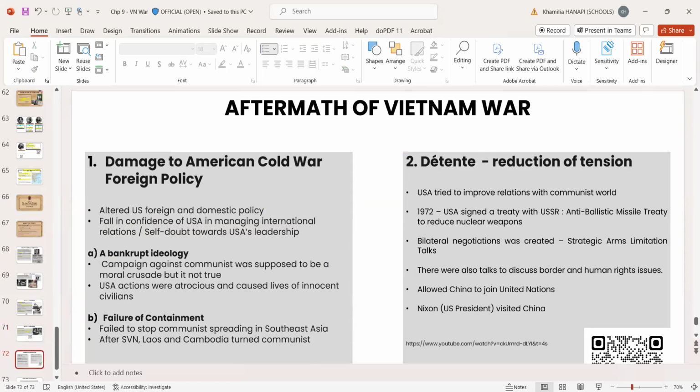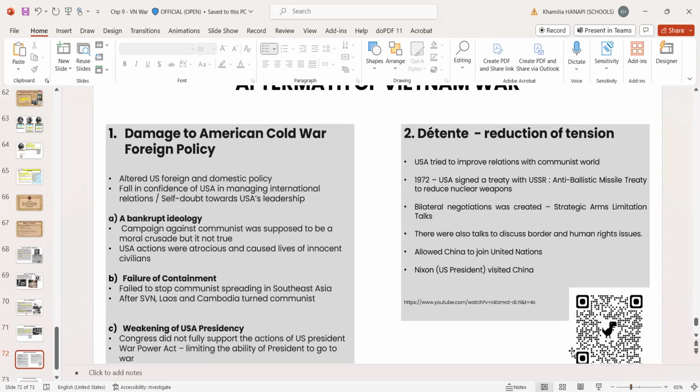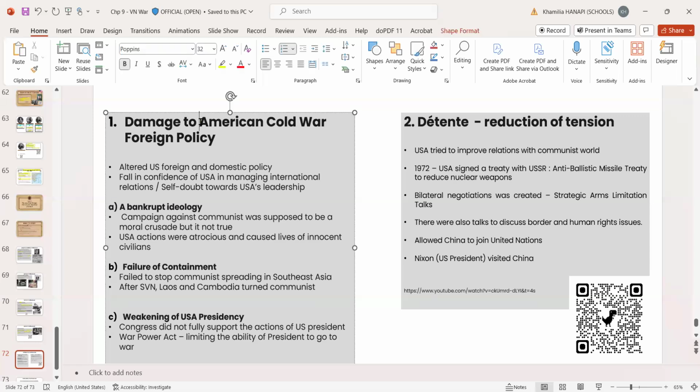So what is the aftermath? This is one of the N-level questions. Because the Americans sort of fled away from the Vietnam War, it really made them think whether the USA's actions in Vietnam, killing a lot of innocent civilians, were actually good. There was a lot of questioning towards the Americans because previously America was seen as a hero, but now a lot of people are questioning their actions.